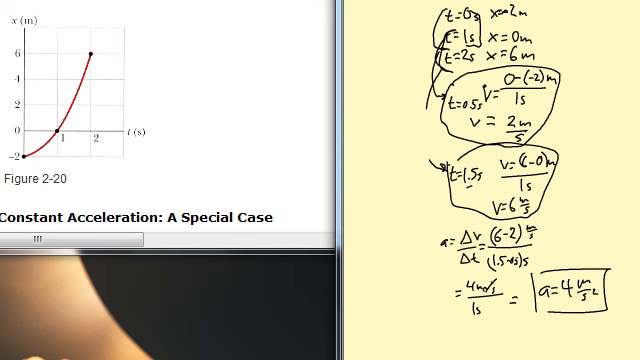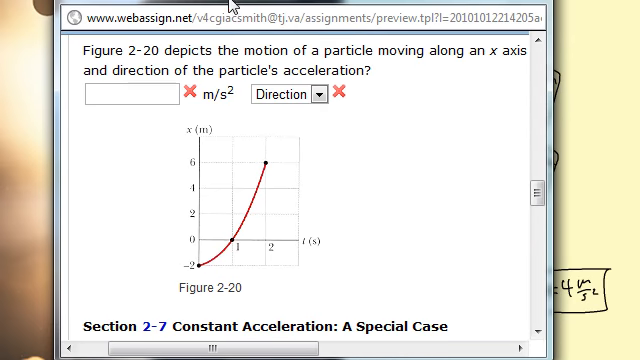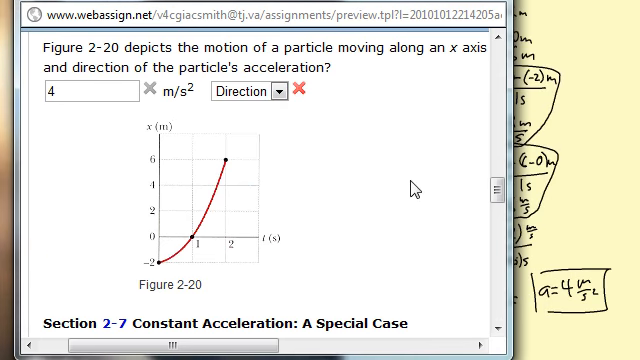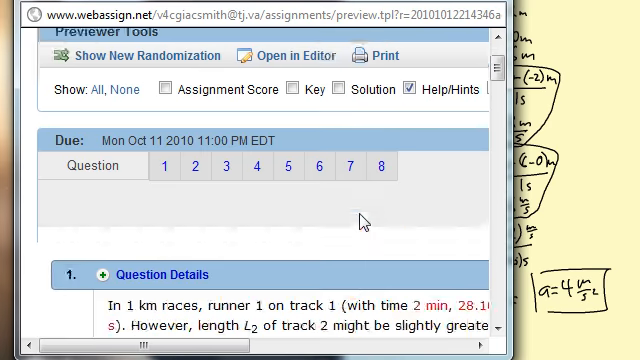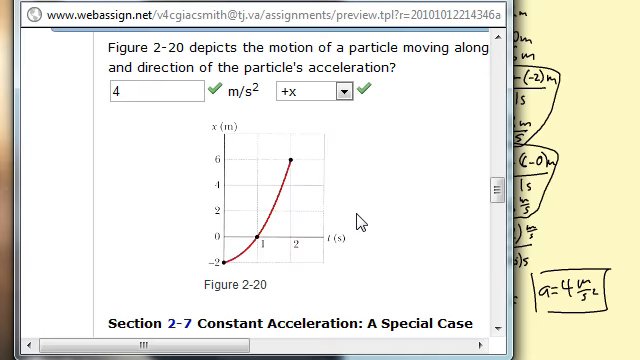Okay, so now let's try plugging this in and seeing if this gets us the answer. So this is 4 meters per second squared, and for the direction, we were doing this in a positive direction. It says the particle is moving along the x-axis, so it's got to be positive x then, right? So let's see if I get this right. And yay, I did.